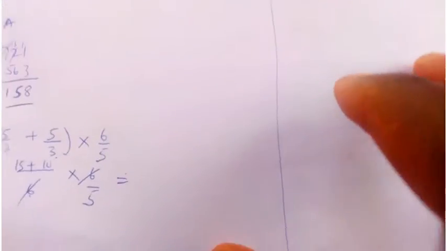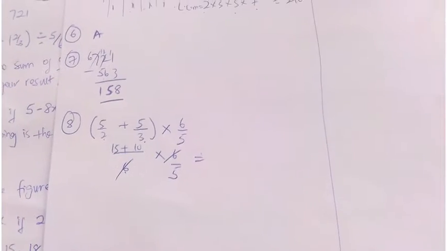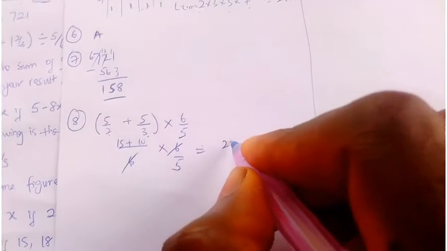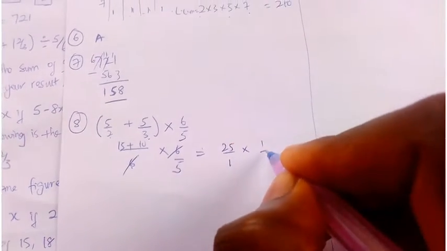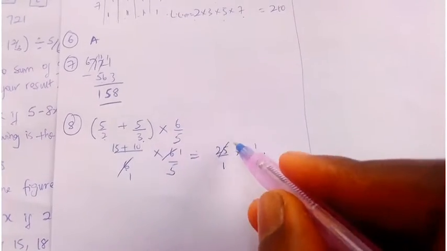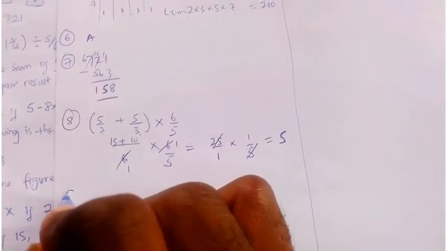Please try and go with me. Okay, so now from here, 15 plus 10 is 25. So I have 25 over 1 times 1 over 5. Why? Because 6 here 1, 6 here 1. In this case, 5 can go here, that's 5 times. So my answer there becomes 5.